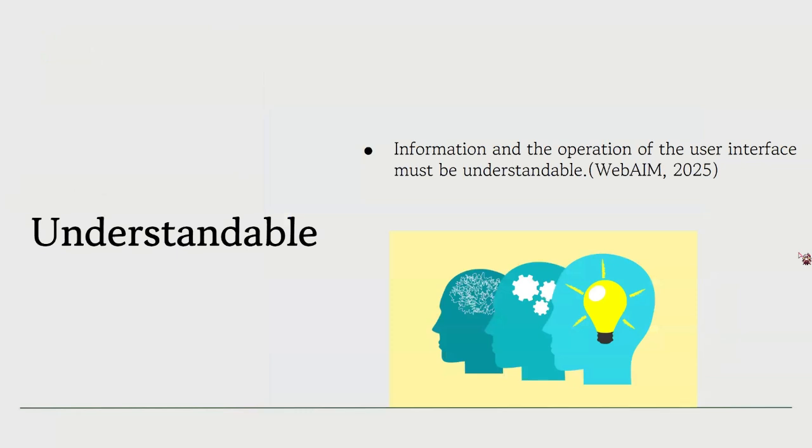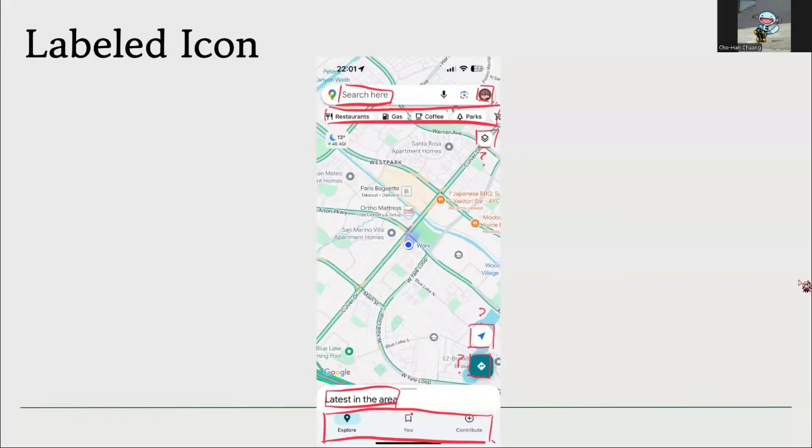Next, accessibility is understandable, with the definition that information and the operation of the user interface must be understandable. In the interface, we can see that there are icons and spaces that are properly labeled, letting the users understand the button's function easily. For example, for the search here, restaurants, gas, coffee, parks, and below, latest in the area, explore, view, and contribute, those icons are all properly labeled.